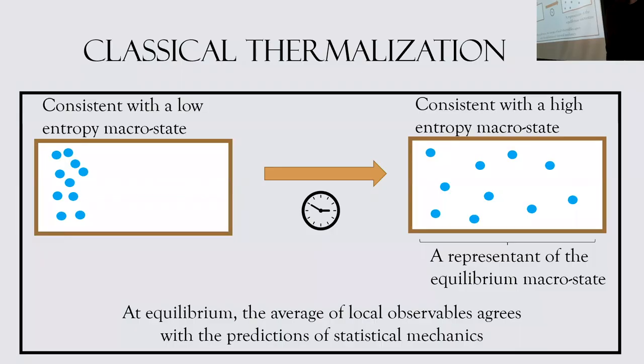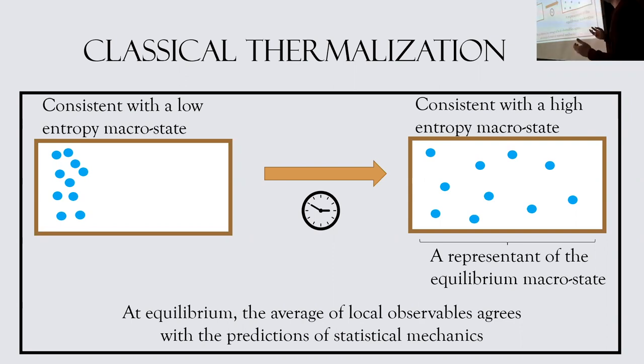All right. So first, to understand quantum scars, it's useful to think about quantum thermalization in general, and a good place to start is classical thermalization. The way we usually think about classical thermalization is a process where we have a microstate that corresponds to a macroscopic state with low entropy. Then as time goes on, the state evolves towards another microstate that now corresponds to a macroscopic state with high entropy.